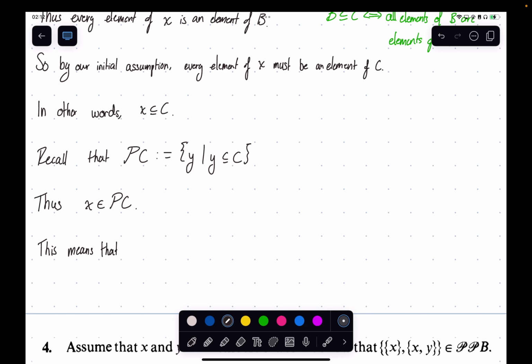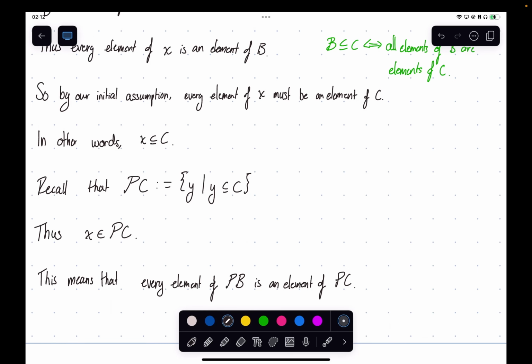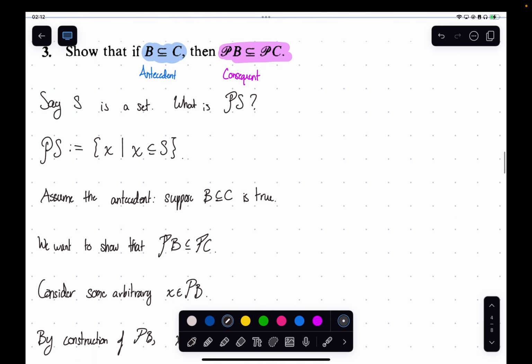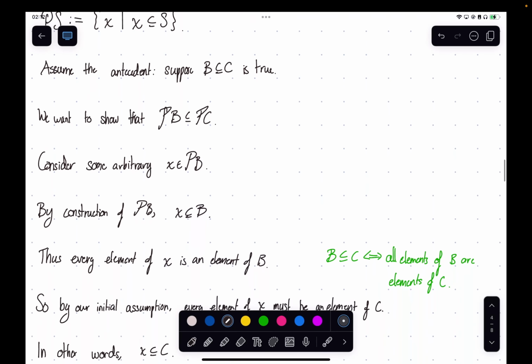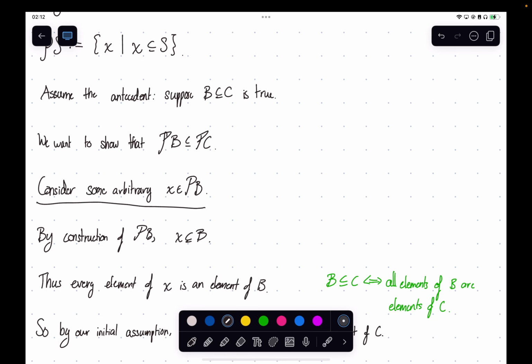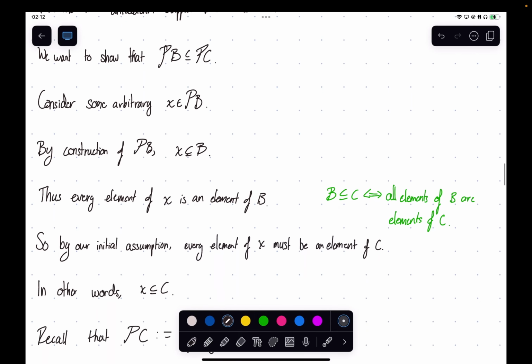This means that every element of the power set of B is an element of the power set of C. Why can we make that deduction? Because when we picked out X from the power set of B, we made no assumptions on it. All we said is we consider some arbitrary X in the power set of B. Any X. This must be true for any X that you pick out from the power set of B.